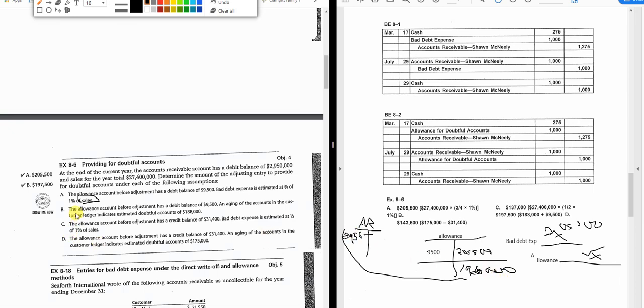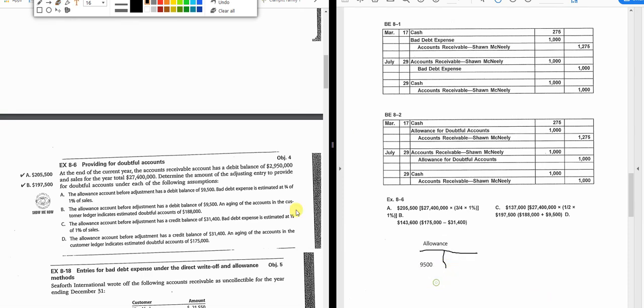Okay, next one. The allowance before adjustment has a debit balance of $9,500, so I still have that. Bad debt expense is an estimate based on an aging of accounts receivable on the customer ledger, which indicates an estimated doubtful accounts of $188,000. Okay, so this one is different than the other one. Okay, so I still have the debit balance of $9,500, except I'm using the accounts receivable method. So under the accounts receivable method, I still have the same debit and credit. So my debit is still bad debt expense, and my credit is still my allowance.